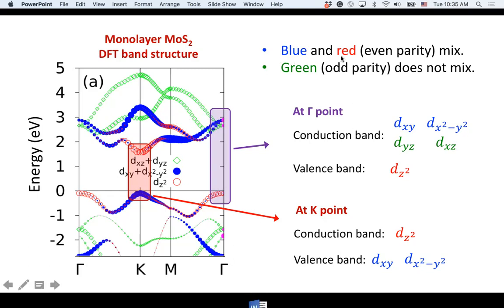So the blue and red bands here have even parity and mix together, and the green lines have odd parity and don't mix. That means in the calculation of the band structure, we don't need to consider the green ones. We only need to consider the red one and the blue ones, that is, dz squared and dxy, dx squared minus y squared. So this simplifies the situation just by using symmetry considerations.